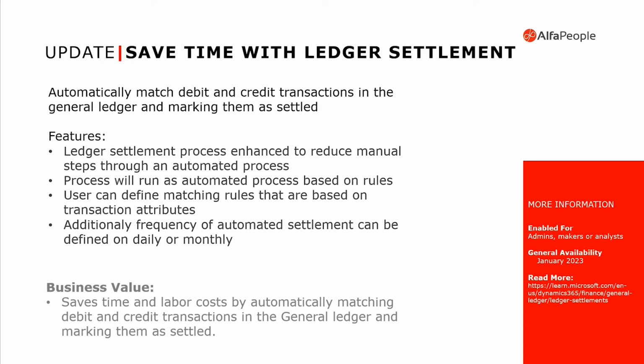So how would that work? You, in fact, set up a recurrence of a batch job. So you define a batch job. You define the rules for settling, and you can then define settlement types, and then it will automatically settle the transactions which can be settled. You can, of course, define the matching rules that are based on transaction attributes. So it will save you a lot of time, and I'm very happy with this feature.